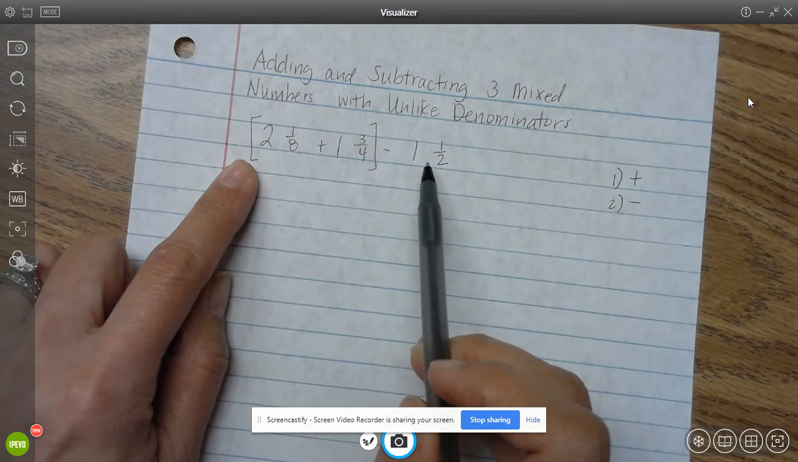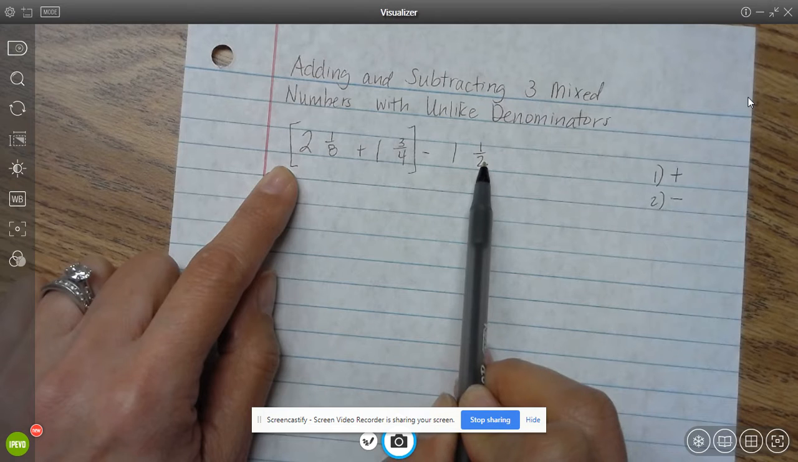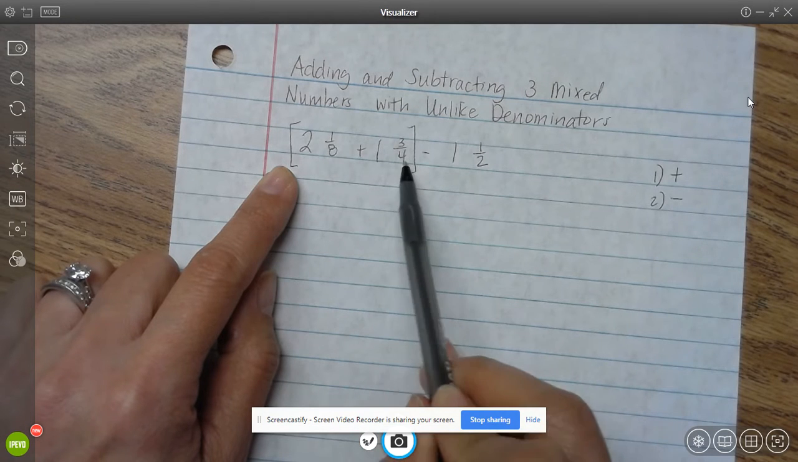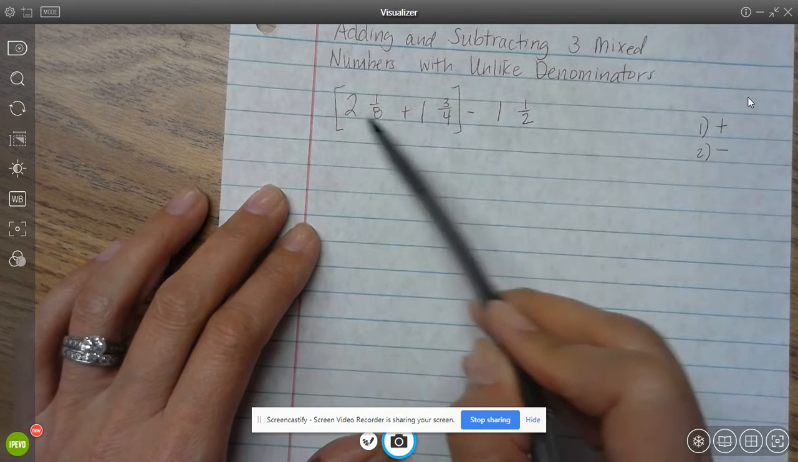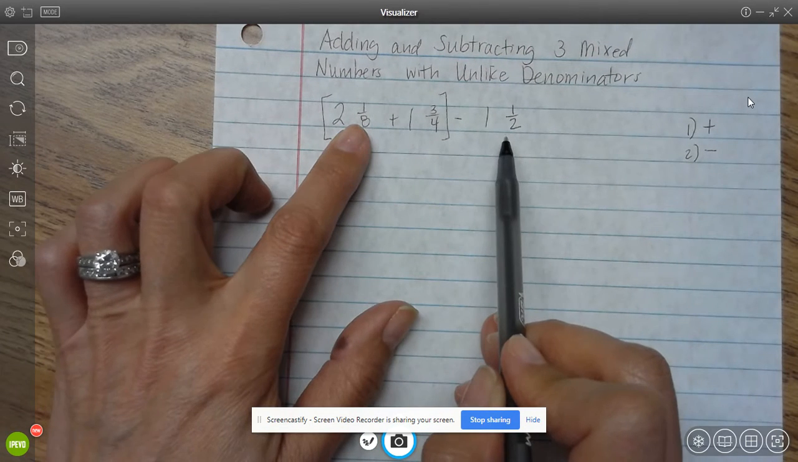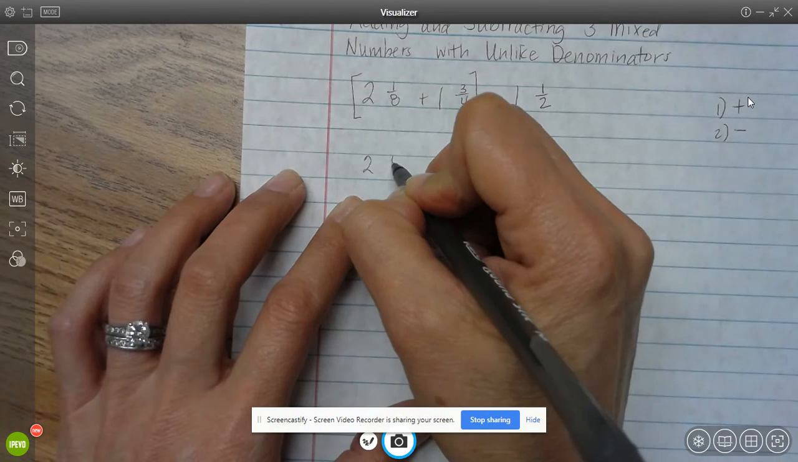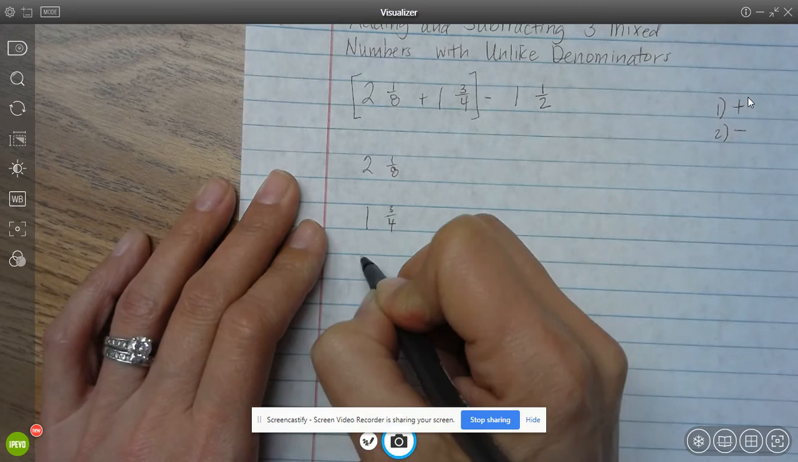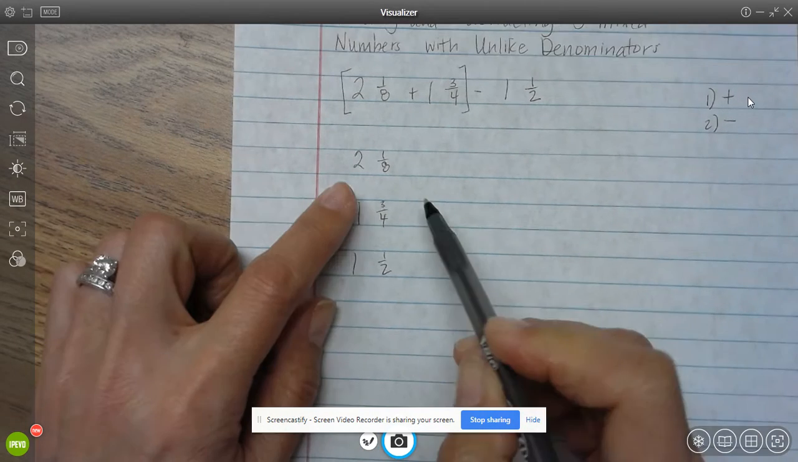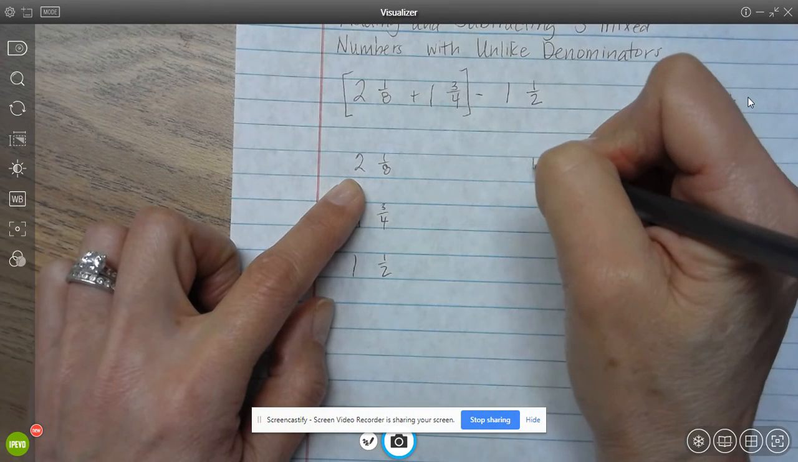So I'm going to go ahead and write this out, and what you'll notice is that we have three different denominators. The denominators all have to be the same. So I cannot even attempt to solve this problem yet until I have like denominators. So I am going to rewrite this equation vertically. But what I'm going to do first is convert my fractions to equivalent fractions.